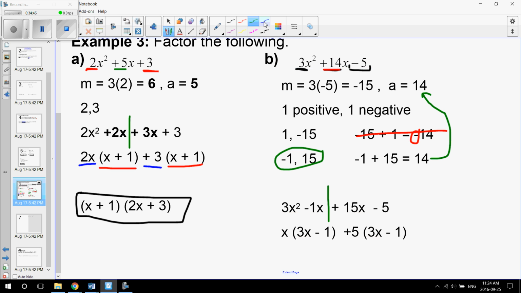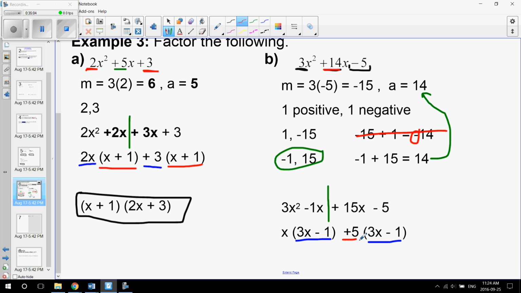Remember, at this stage, we can double check to make sure we're doing everything correct. So we look at what's inside our two brackets here. We have 3x minus 1 in the first bracket and 3x minus 1 in the second bracket. So we know that we're good to go so far because we know that those two brackets are exactly the same.